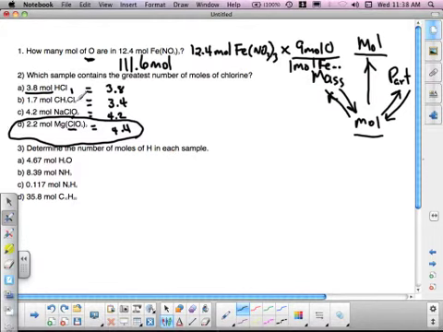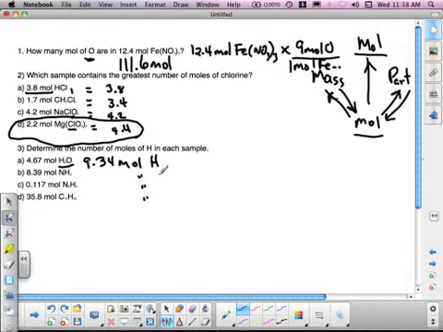Next one, determine the number of moles of hydrogen in each sample. So again, you are looking at something inside the formula. So you ask yourself, if I had 1 water, how many hydrogens would I have? 2. So you're going to multiply that counting unit times 2. And you're stopping at the moles. You don't have to do anything else. So 4.67 times 2, 9.34 moles of hydrogen. And that'll be moles of hydrogen in each case.